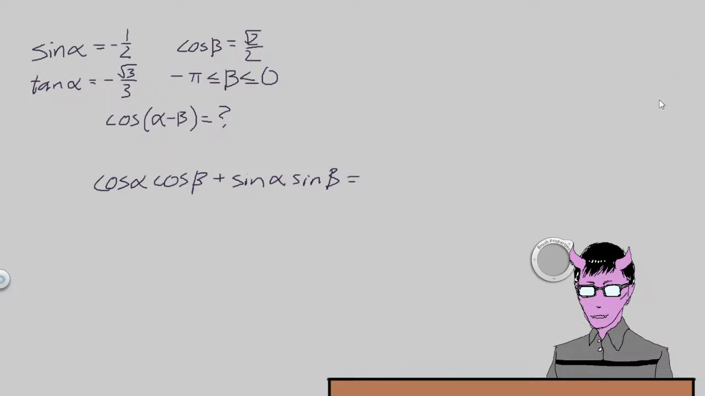So let me color code this just a little bit. Let's call this one the purple situation. So what's alpha doing? Well, sine of alpha gives us a ratio of -1/2. So we could be in quadrant 3 or in quadrant 4, because those two quadrants are where we get the negative opposite situation.